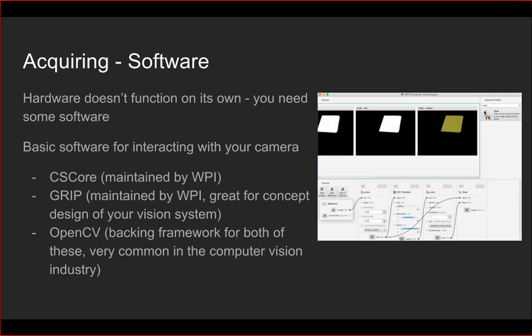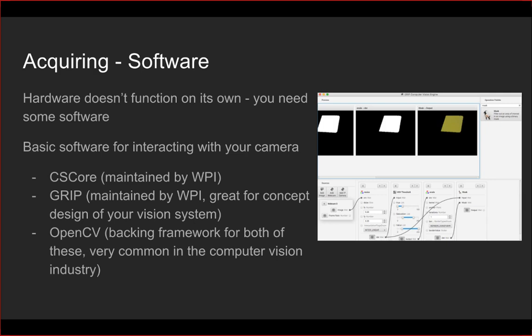For example, CSCore doesn't work with the Kinect, so we use something called libfreenect, which is another software package which you can run on your devices to make it interact with that specific kind of camera. That being said, it is open source. If you find something which is incompatible, you can always write it yourself and make sure that everyone else can use it.